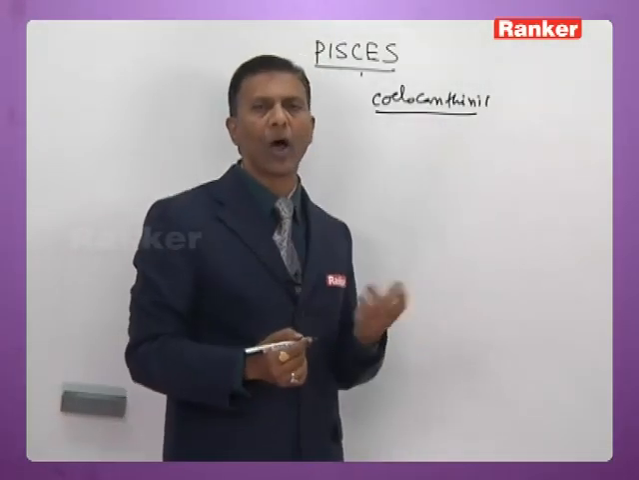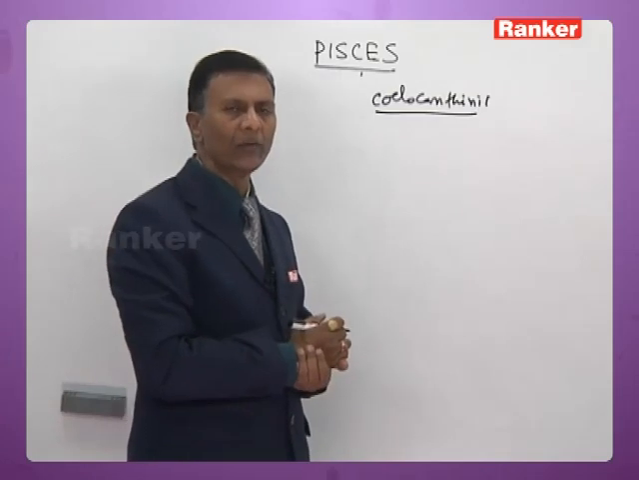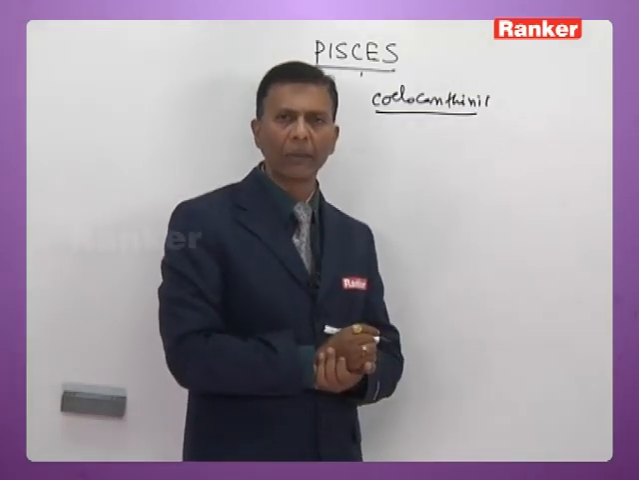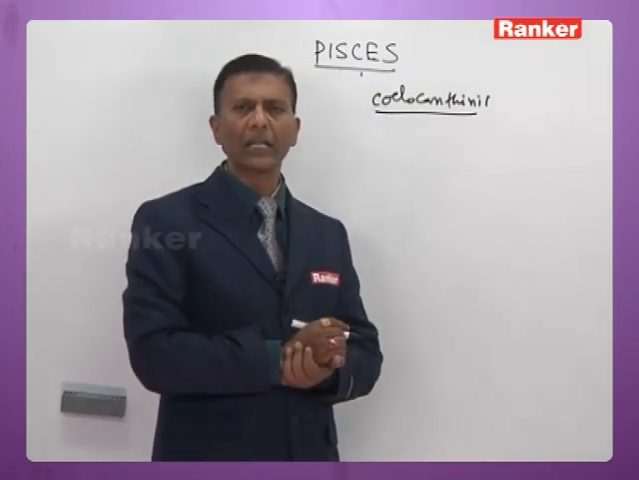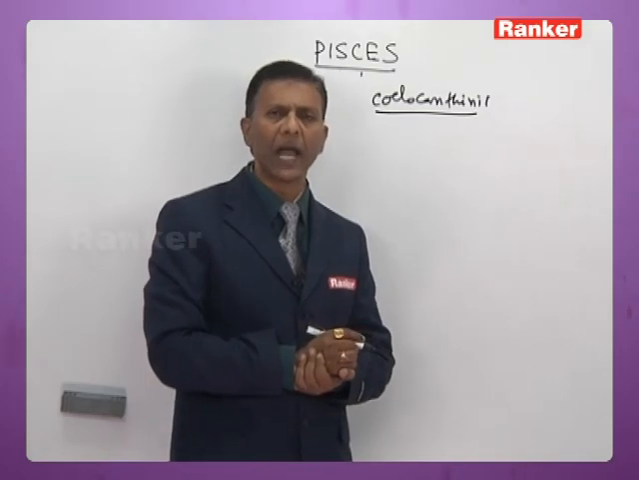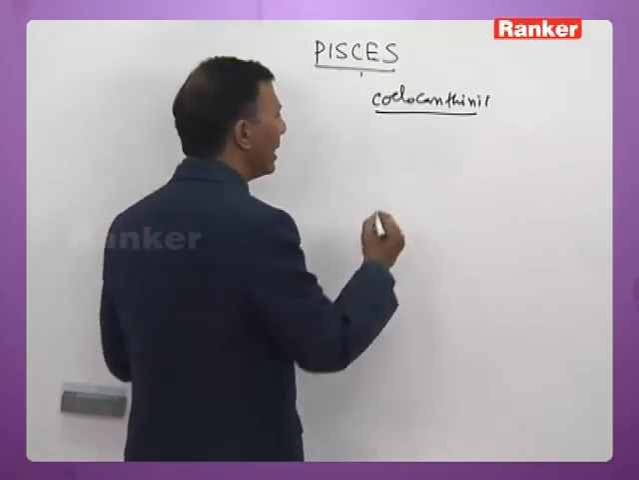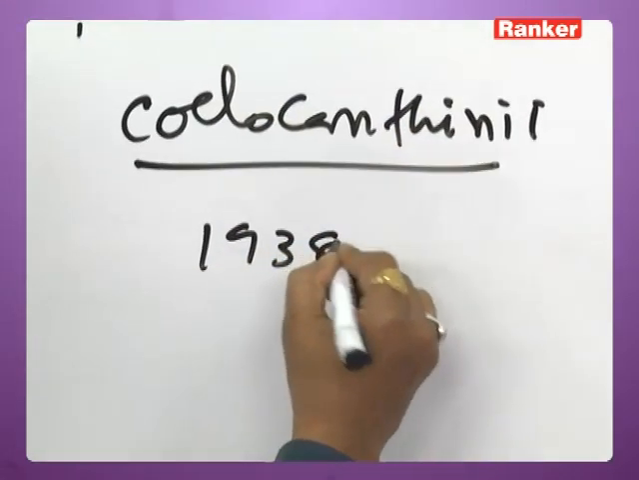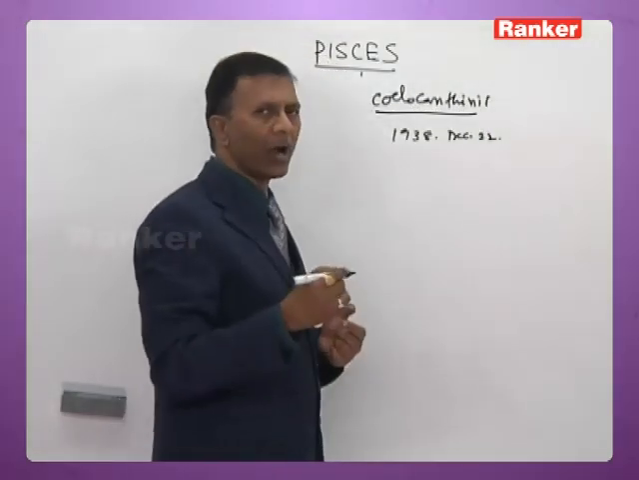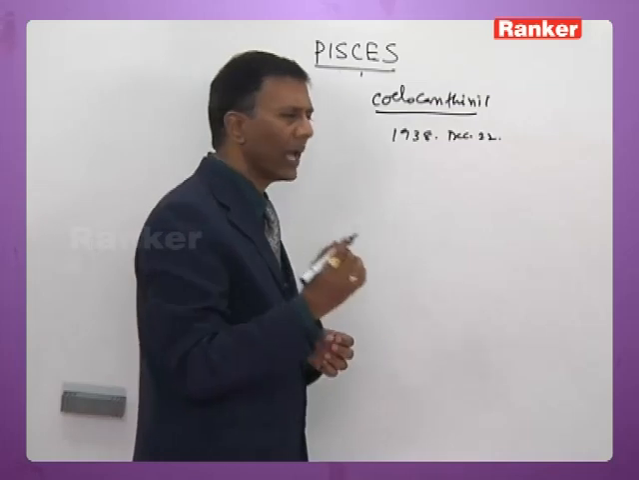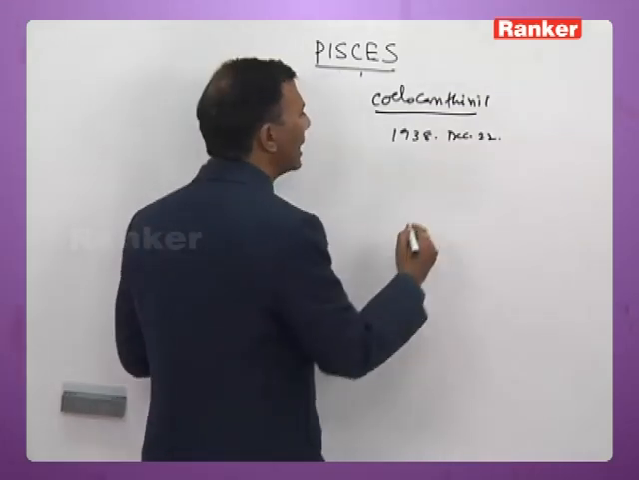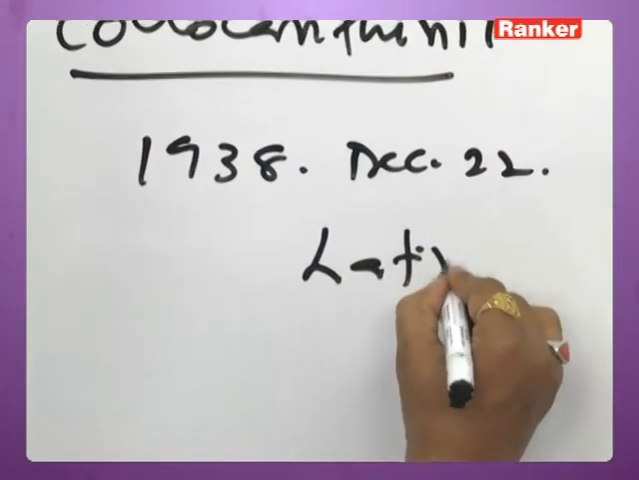where the fin rays are hollow, that's why it is called Coelocanthini. The Coelocanthini members were abundantly present during the Mesozoic period. After the Mesozoic, they were not noticed. Most scientists were under the impression that they had become extinct. But on December 22nd, 1938, a fish was caught along the east coast of South Africa. They named it Latimeria chalumnae.